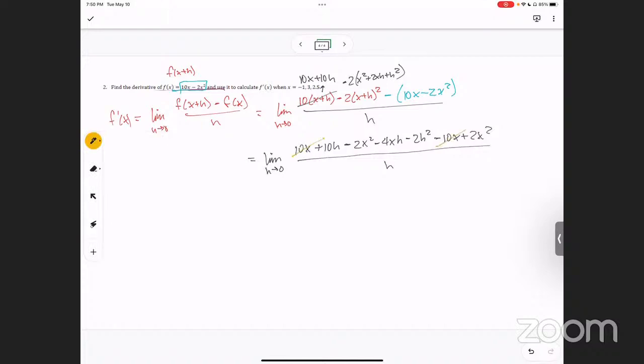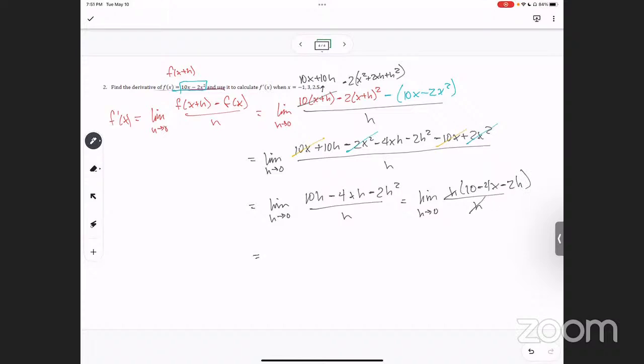Yes, it is correct. That cancels with that. And what am I left with? The limit of 10h minus 4xh minus 2h squared, all over h. What could I take out of all of these things? An h. And guess what I'm going to do with that h? I'm going to cancel it out with the h on the bottom.